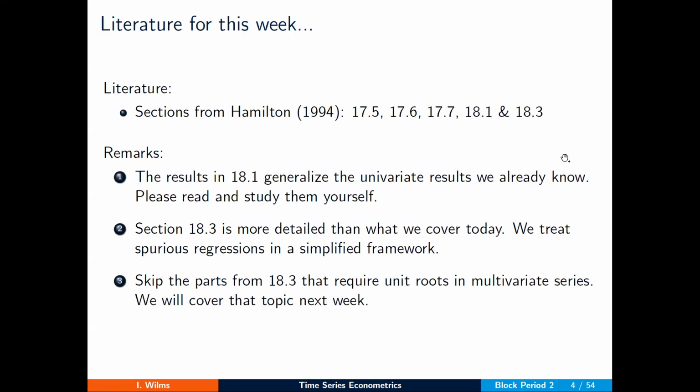Now, I've summarized the corresponding literature for today on this slide. While Hamilton includes the full exposition, today we will look at simplified cases as this is more important to grasp the intuition.